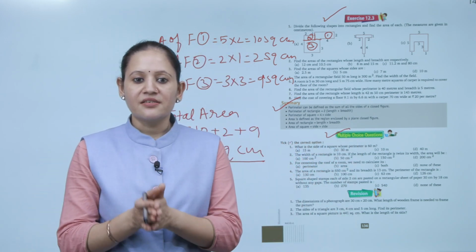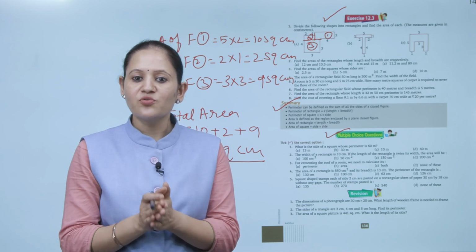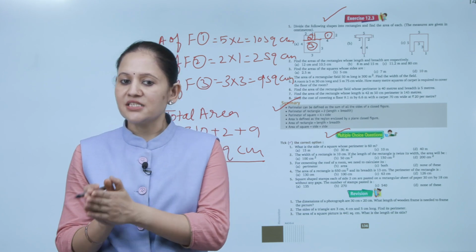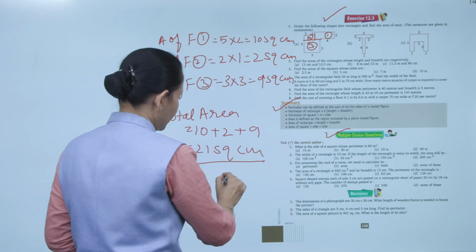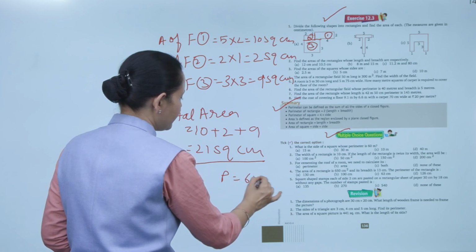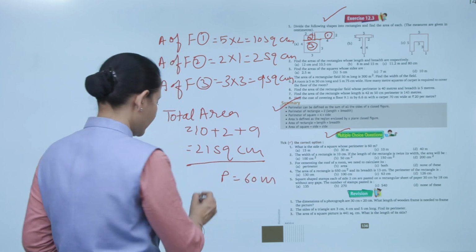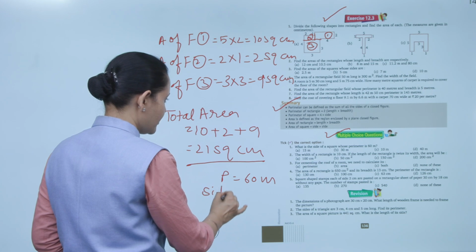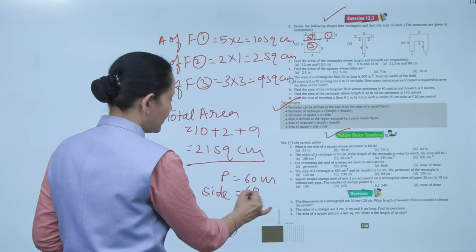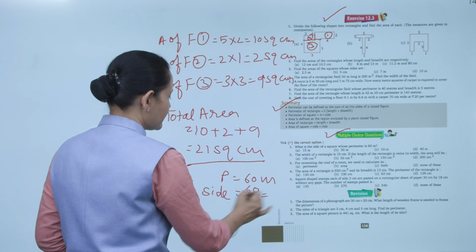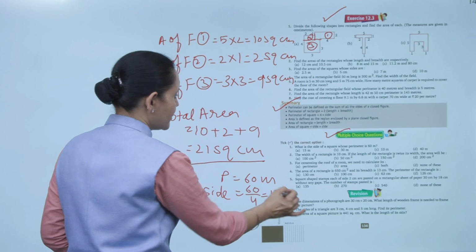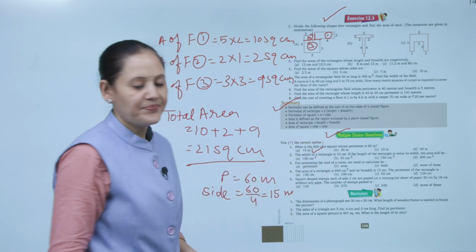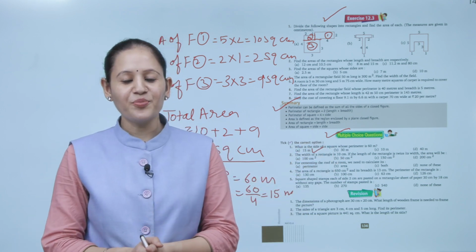Take the correct option. What is the side of the square whose perimeter is 60 meter? So perimeter is given. Perimeter 60 meter is given. We have to find the side. Square है तो 60 divided by 4, 15 meter. So A is the correct option here. So here we end the chapter. I hope you understand it well. Now to practice it.